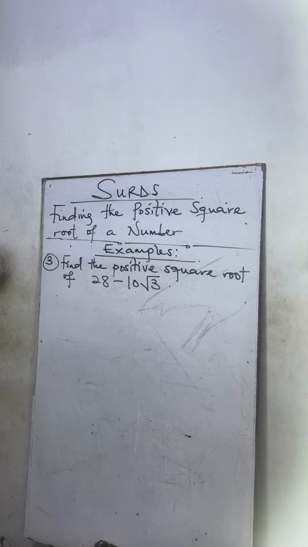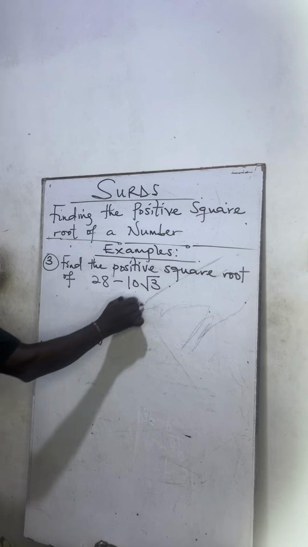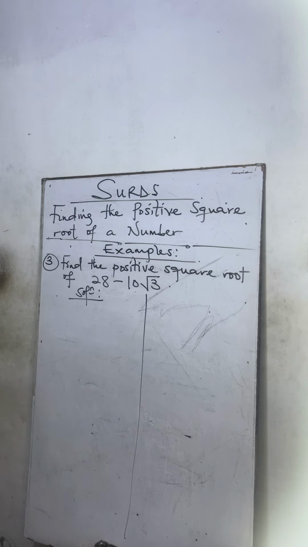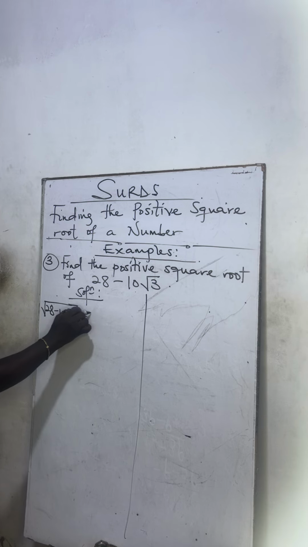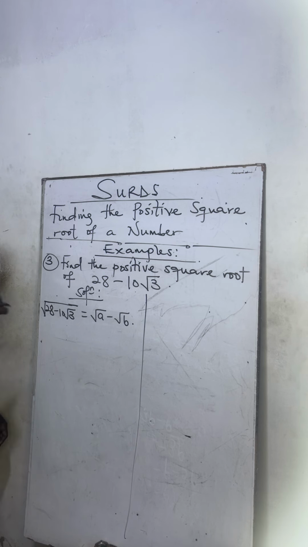All right, so let's see this one. Find the positive square root of 28 minus 10 square root of 3. So let's see the solution. We find the positive square root of 28 minus 10 square root of 3, and this is equal to square root of A minus square root of B. Don't forget the condition, A must be greater than B.